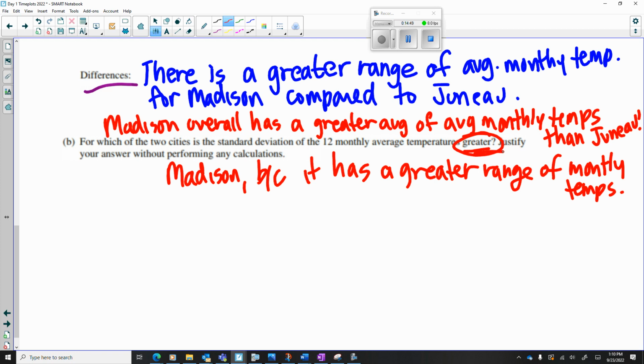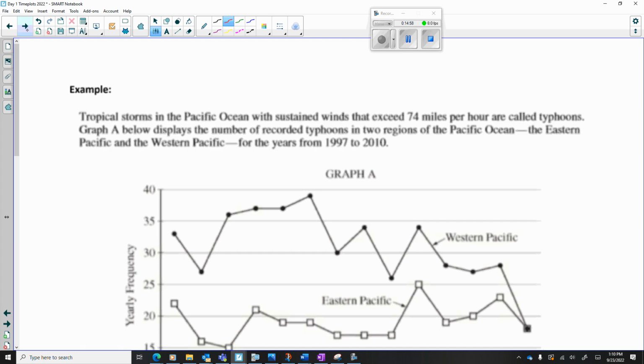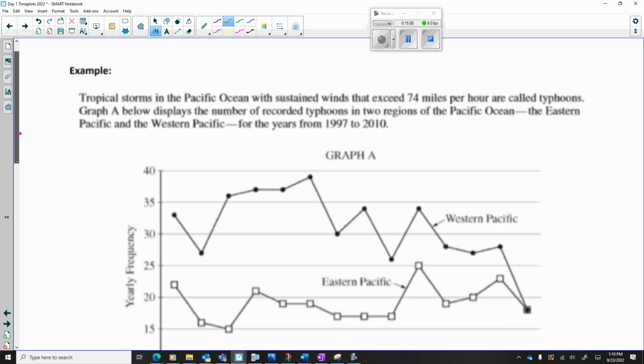So I'm going to drop the rubric for this in your folder for classwork as well. And then I want you guys to go on and try this next question, which was also an AP question. Please try it on your own. Thank you.